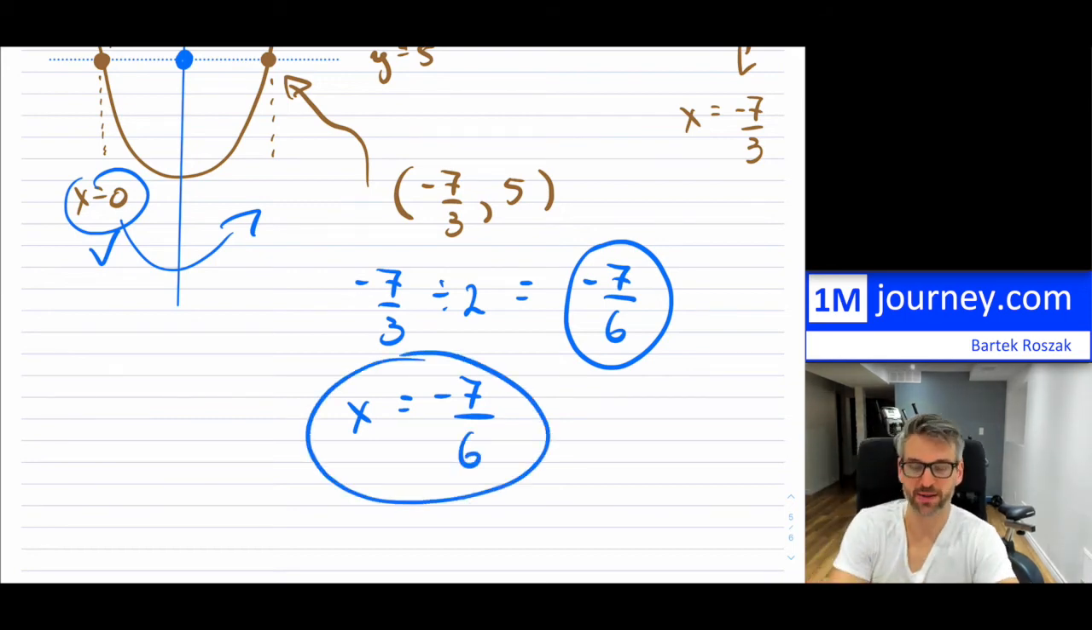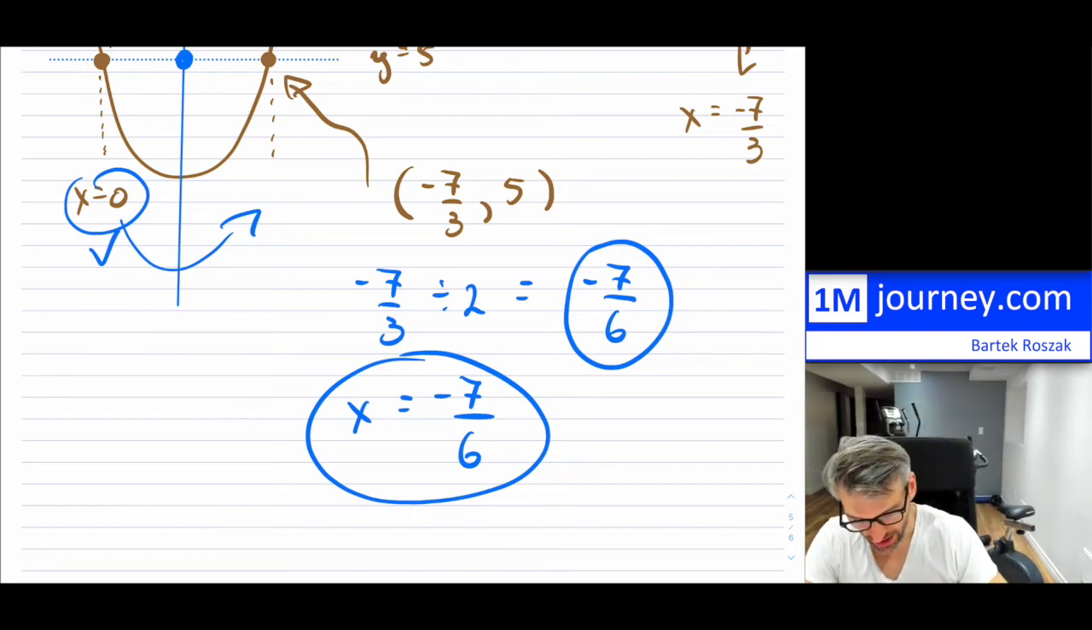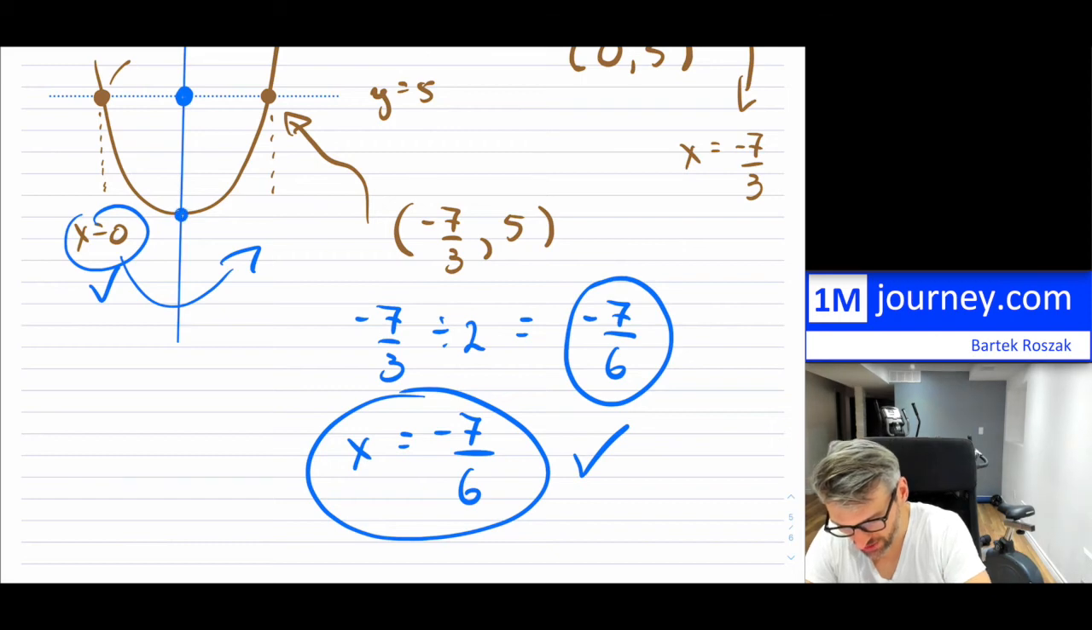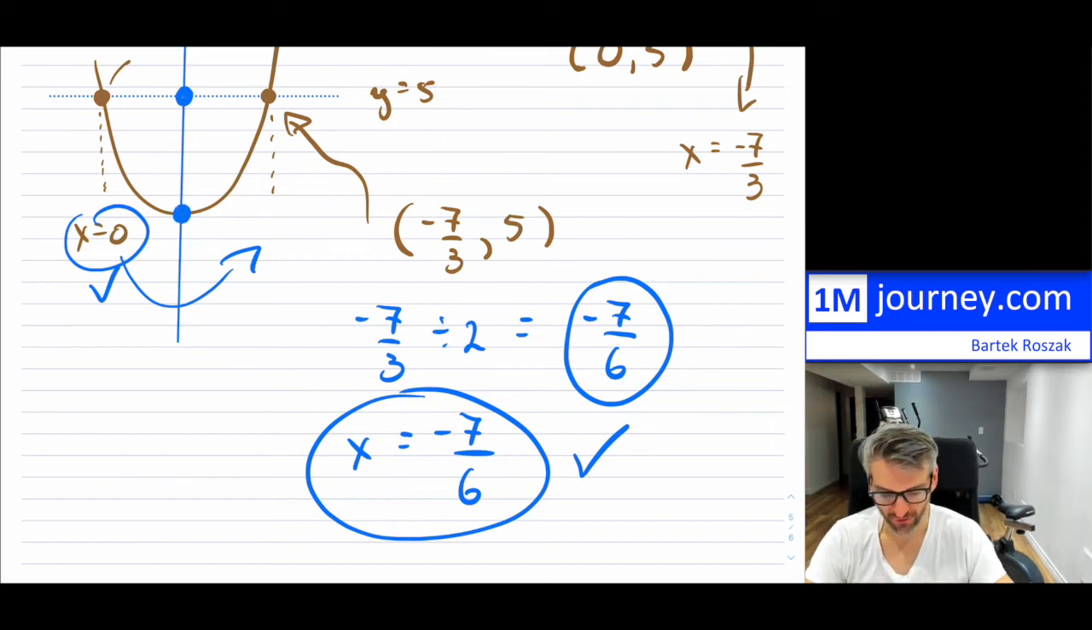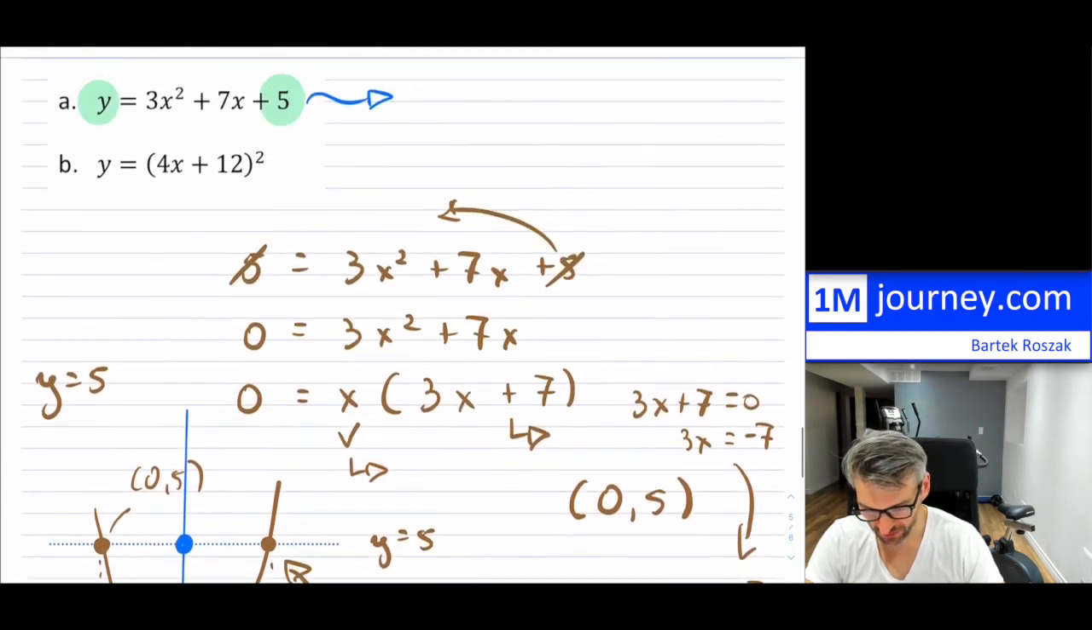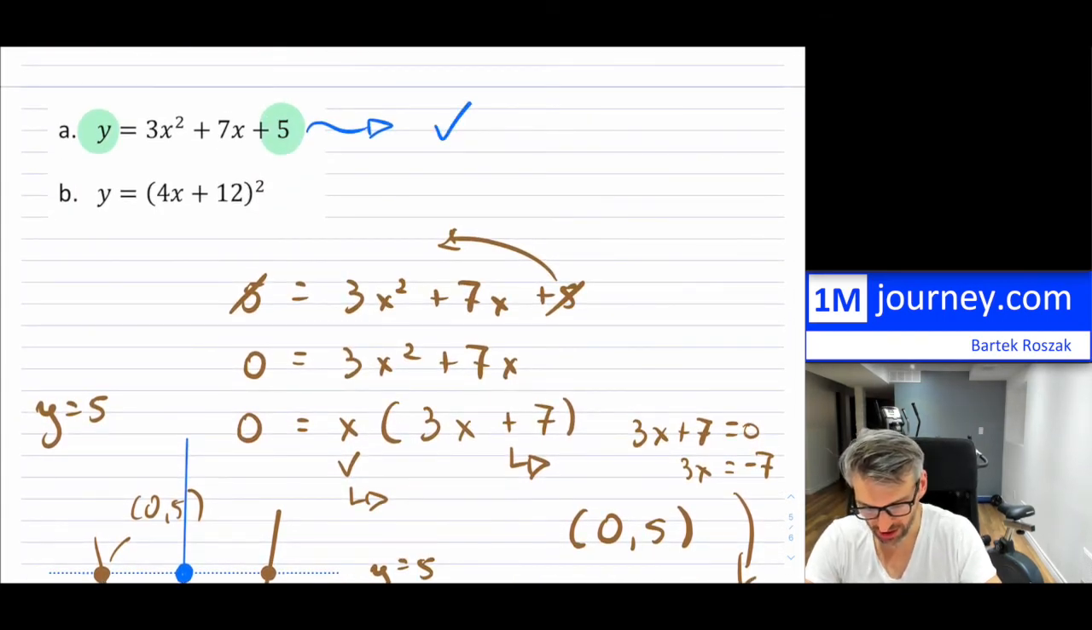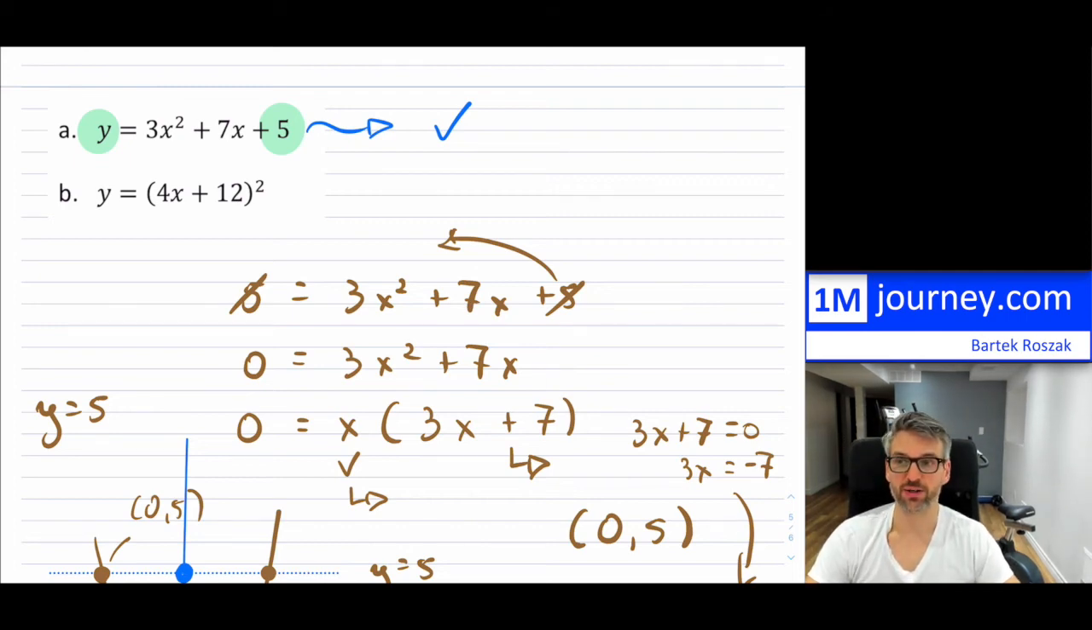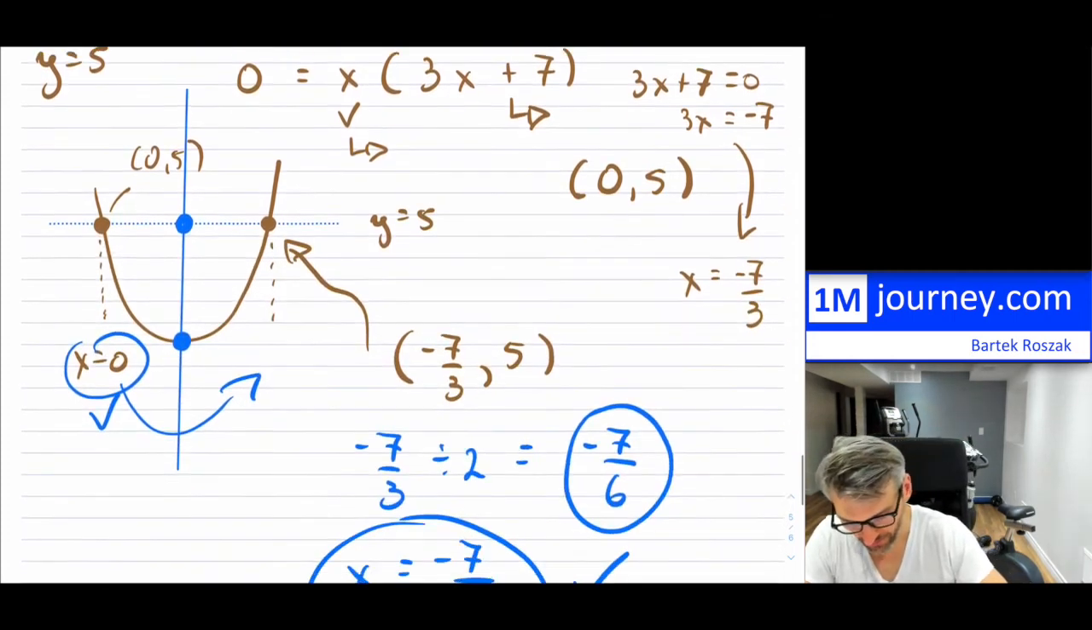Now, it's also asking me for the vertex. So for the vertex, I know what the x value is, but I want to know what this value is. I want to know what that vertex is. In order to do that, I will have to take my original equation and substitute into it the negative 7 over 6 to find the value of y.